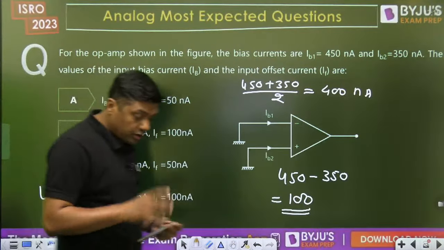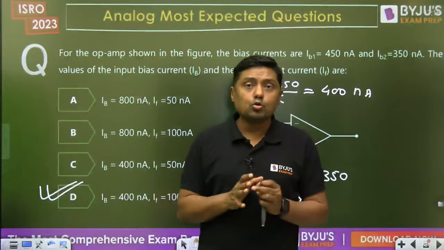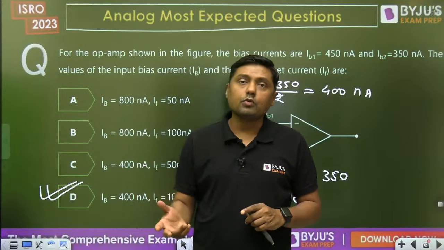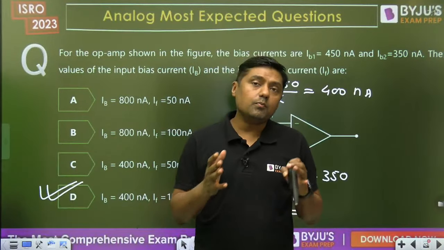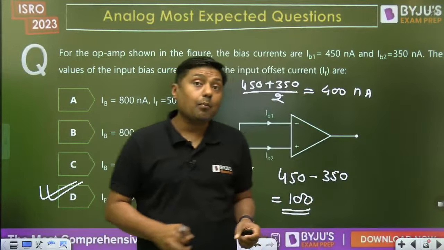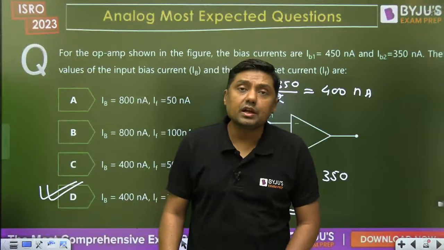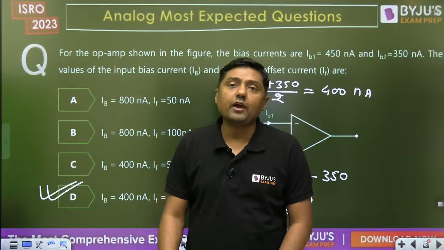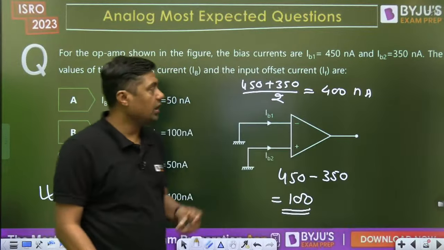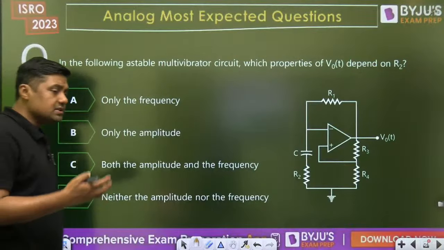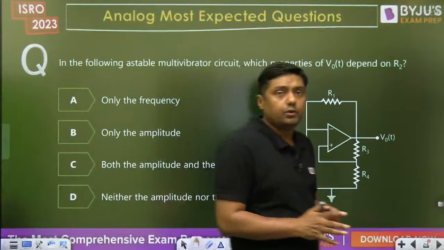Now guys, with this question, get the idea about what input offset voltage is, and how we can balance the operational amplifier, and about what a resistor that is connected to the non-inverting terminal does to reduce the effect of input bias current. That is the logic. Okay, next question. I'm just giving you the topic, guys. Please try to revise all that.